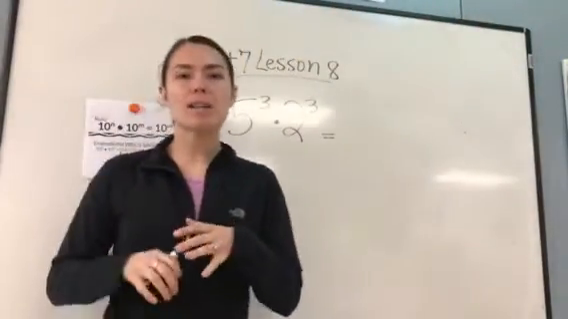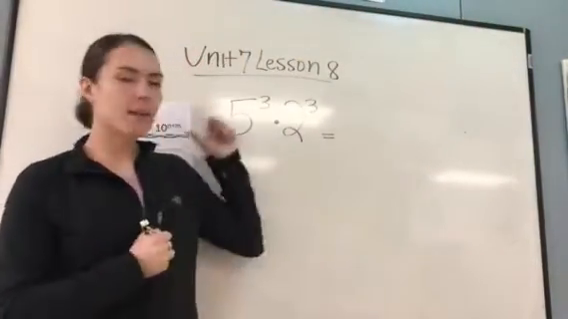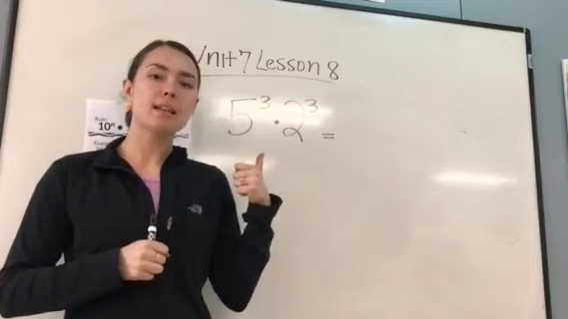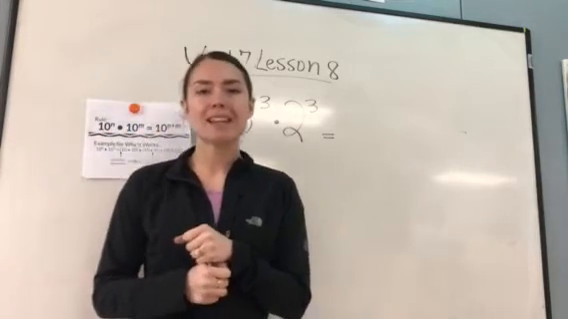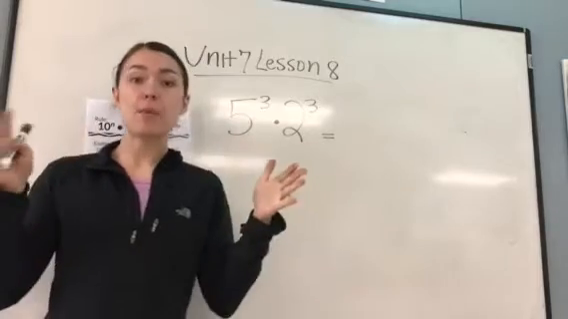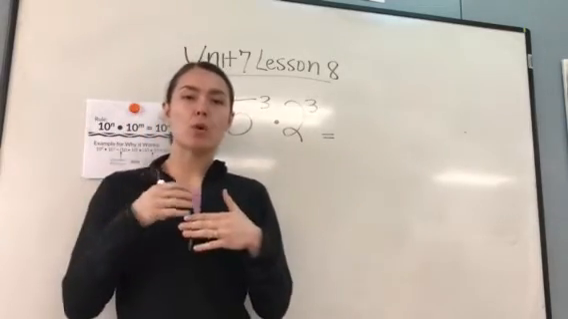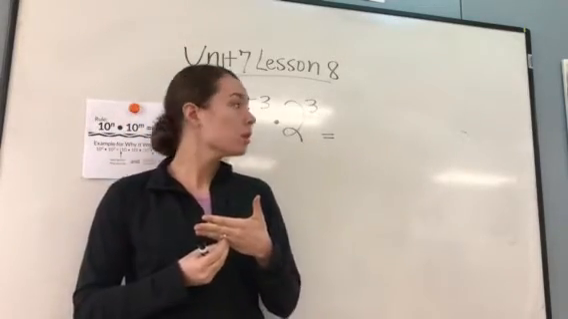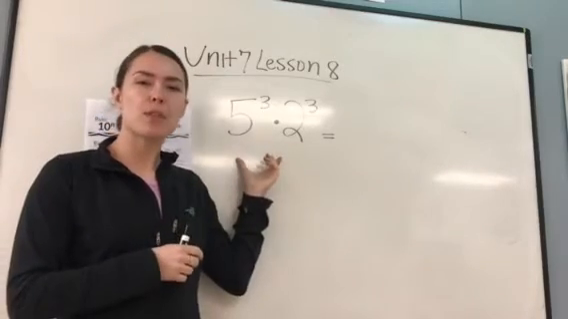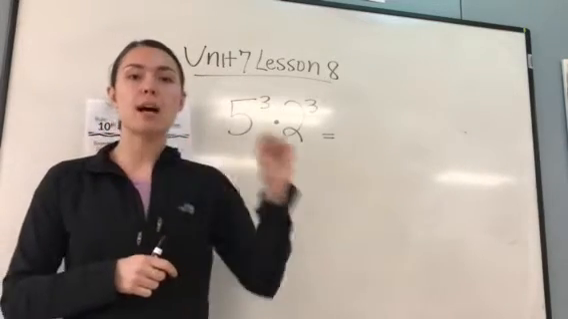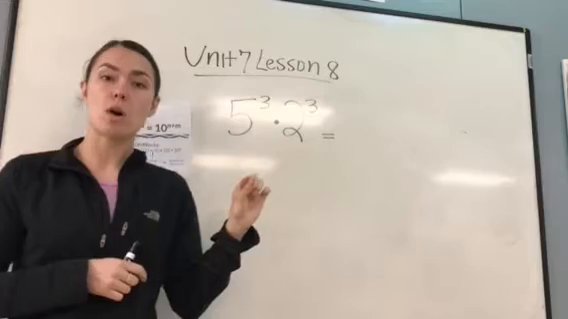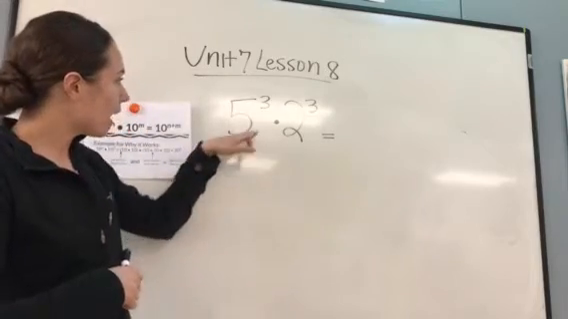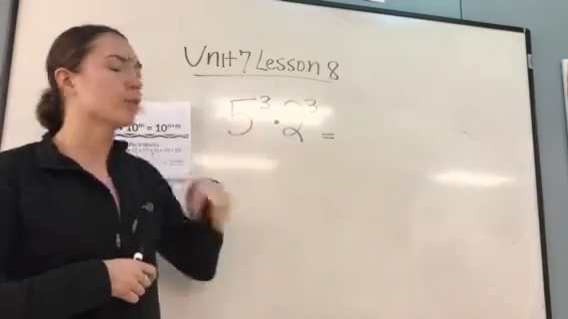Everybody, I want to give you a few-minute video talking about Unit 7, Lesson 8. I want to start with Activity 1. There's a table that we're used to using to organize our thoughts when we have a new rule. So I want to talk about the example in the first line of the table on Activity 1. It gives you 5 to the third power times 2 to the third power.